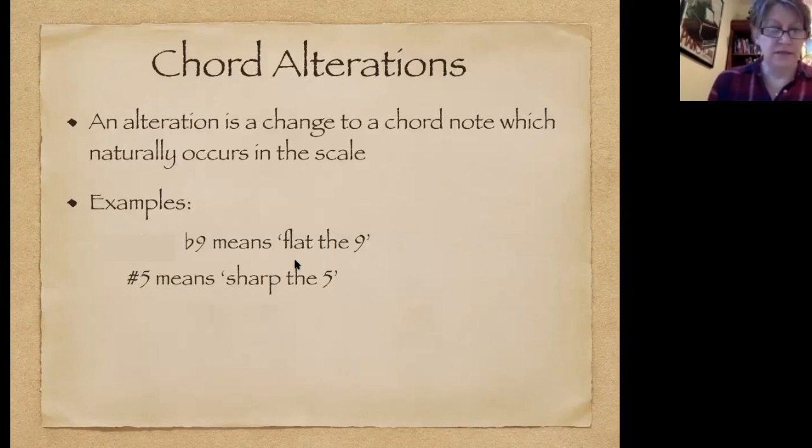Same with sharp. Sharp 5 means sharp the 5. It's really that straightforward. This is mostly in the jazz program, but for example, I think there's a chord in there somewhere that's a G sharp minor 7 flat 5. I just say read it left to right. G sharp, same as A flat, okay? Play a G sharp major chord.